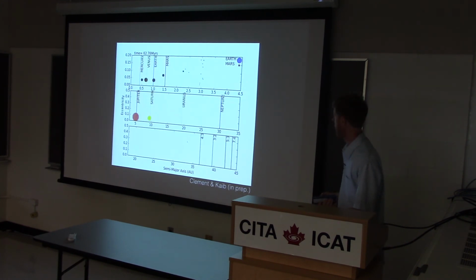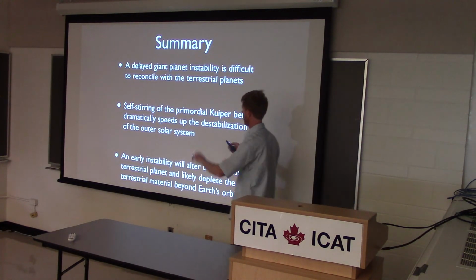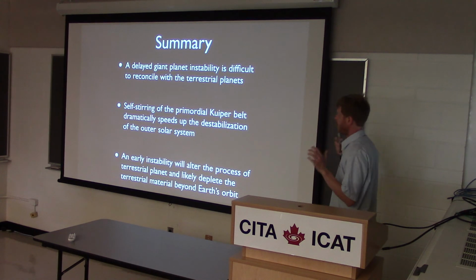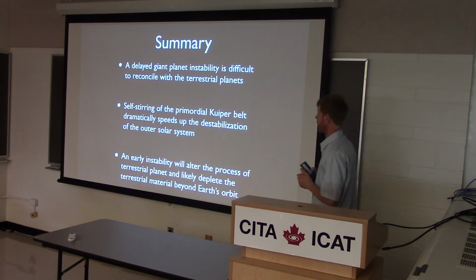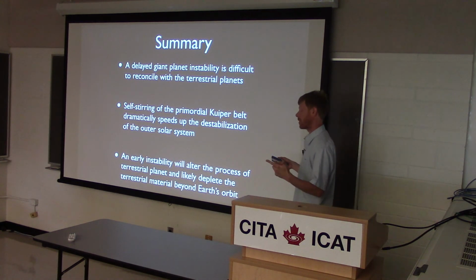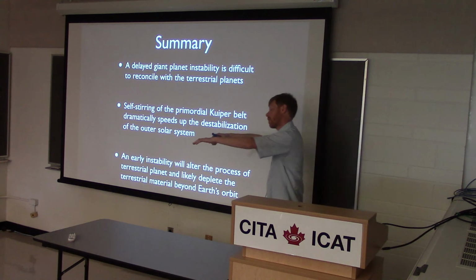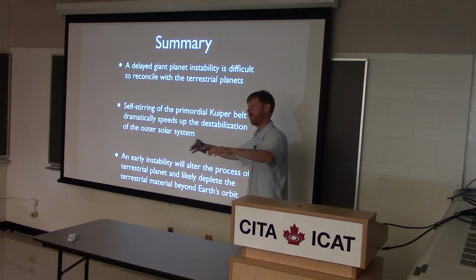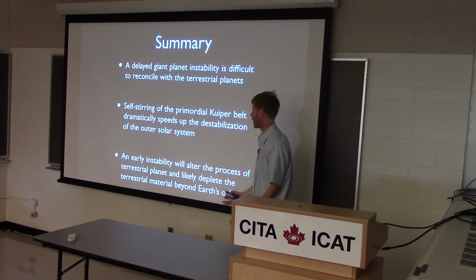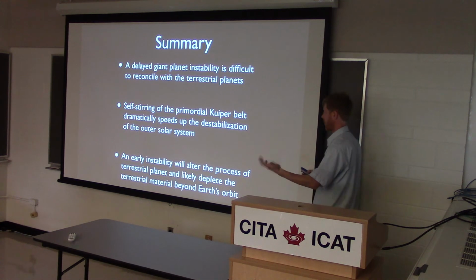And so these are still in the process of running, and I'll just cut to the chase here, right here at the end. So what we can conclude from this is that a delayed giant instability is very difficult to reconcile with the survival of the terrestrial planets, and it's also very difficult to reconcile with the self-stirring of the primordial Kuiper belt. If you put a primordial Kuiper belt that's tens of Earth masses just beyond the giant planets, what happens is the interactions between Kuiper belt objects basically causes the disk to diffuse, and you end up triggering an instability very early.